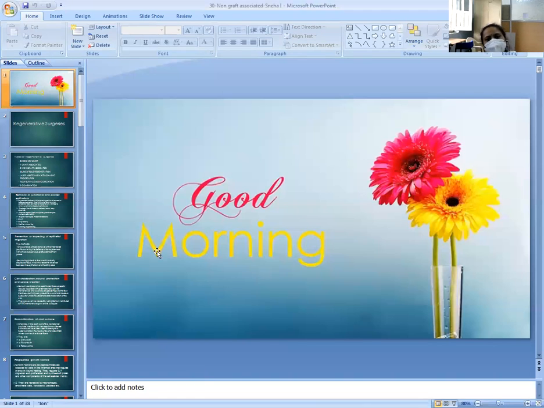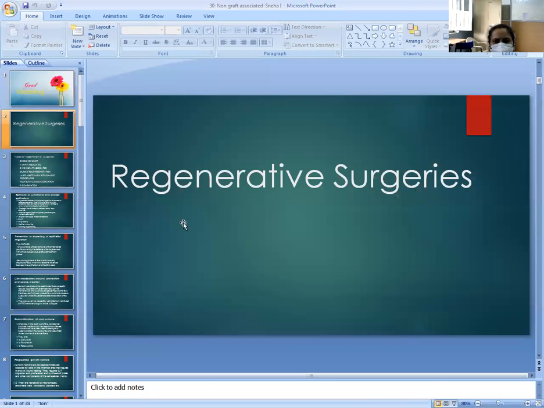Today we are going to start with regenerative periodontal surgical procedures. All of you know surgical procedures. We are entering the treatment part, so in the treatment part, regenerative surgical procedures.